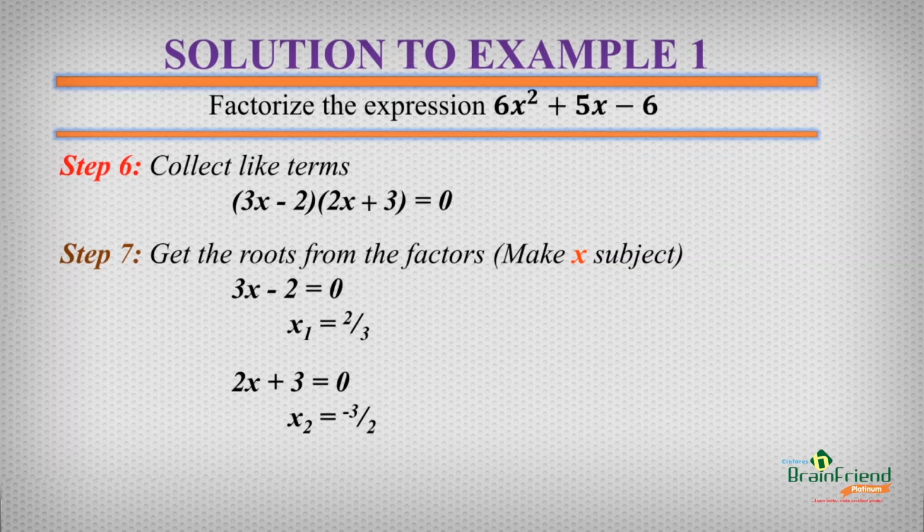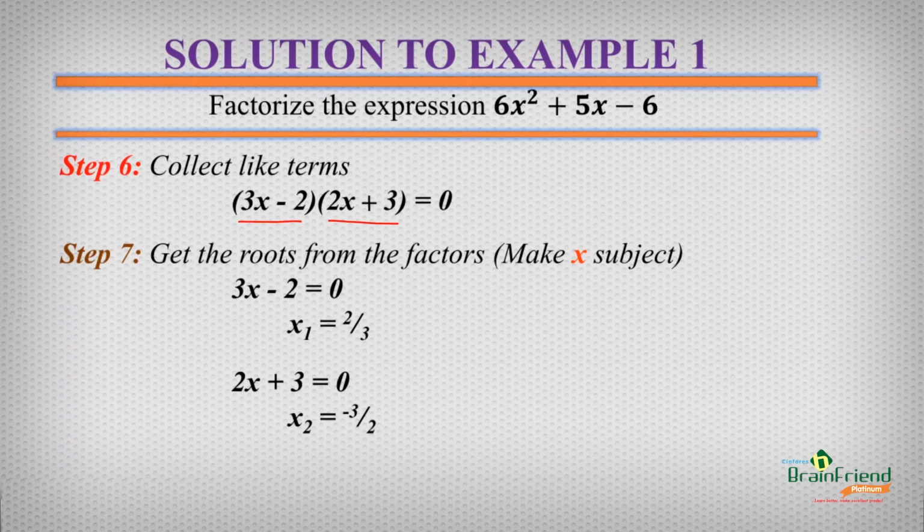Having finished with our fifth step, now let's go to the sixth step. Let's collect like terms now. By collecting like terms, we have 3x minus 2 and 2x plus 3, both equal to 0. Our seventh step is now to make x subject, or simply to get the roots from the factors. Remember, these are factors. So we want to get the root from them, or simply make x subject.